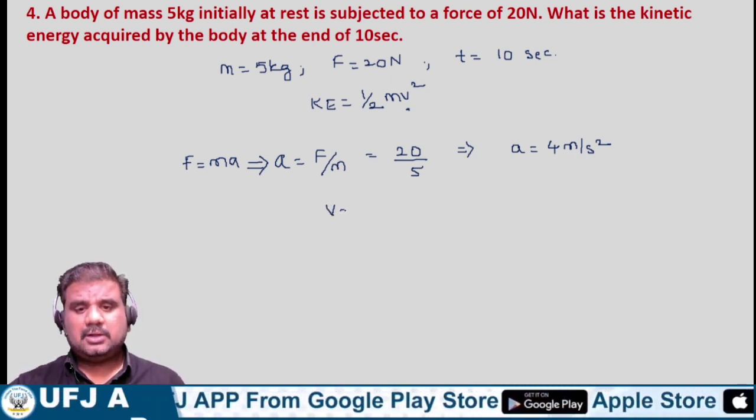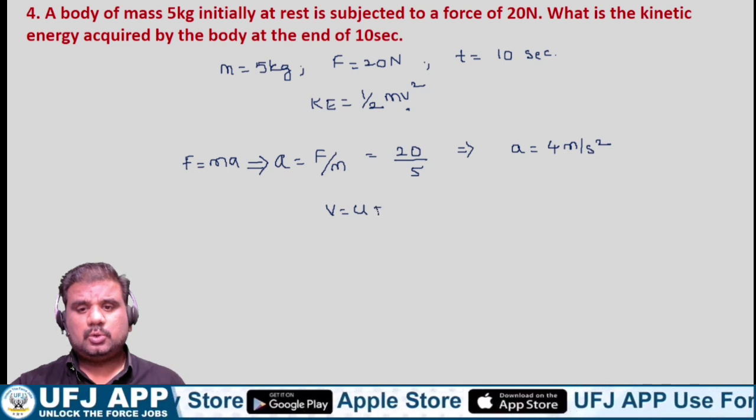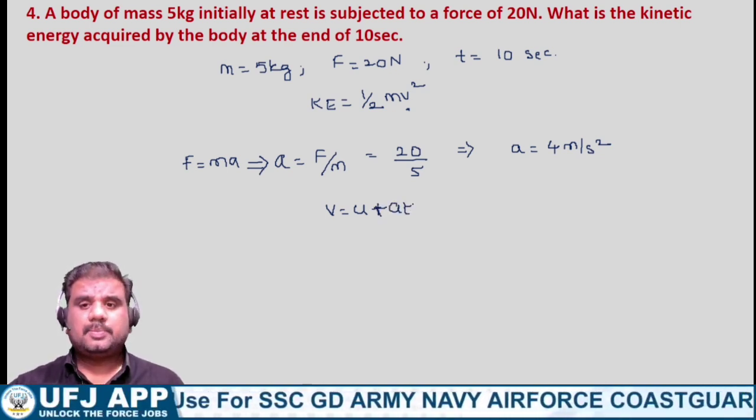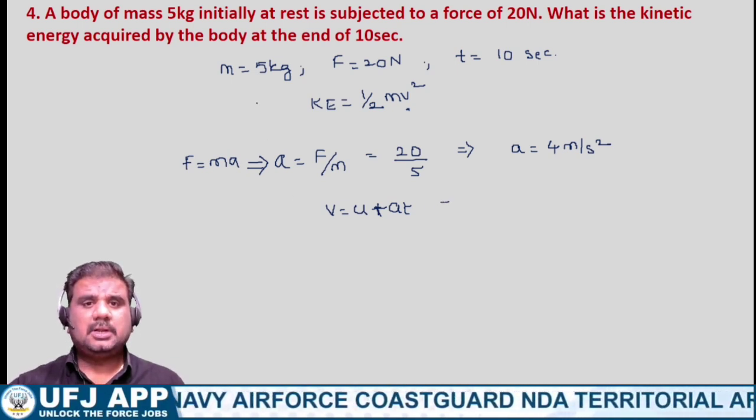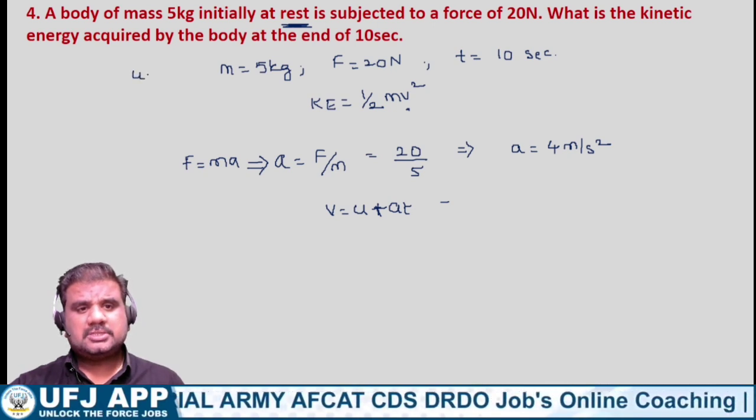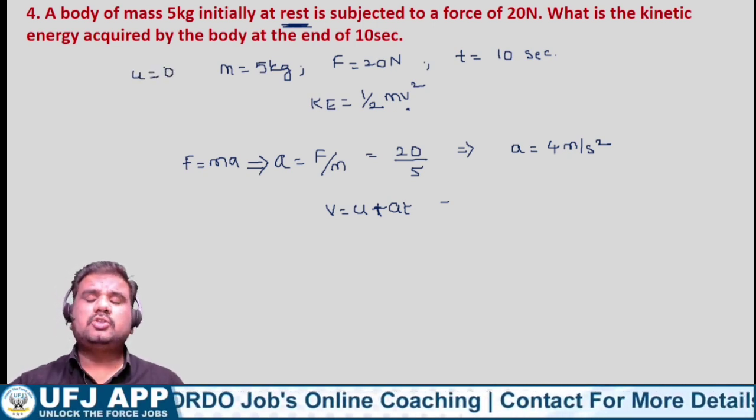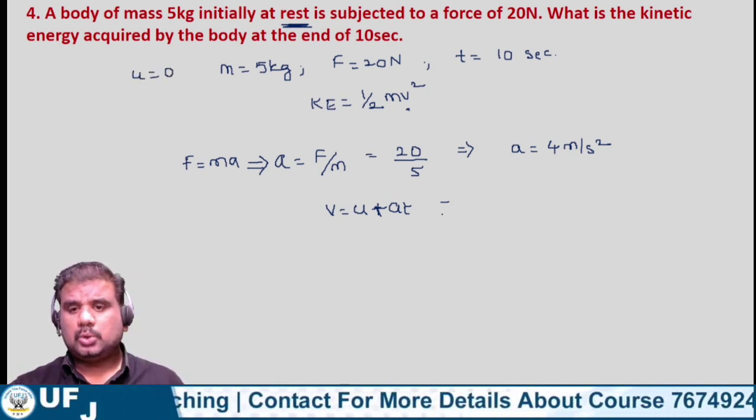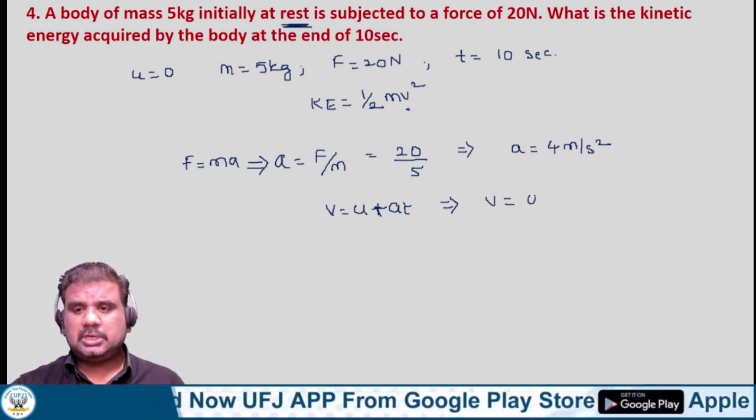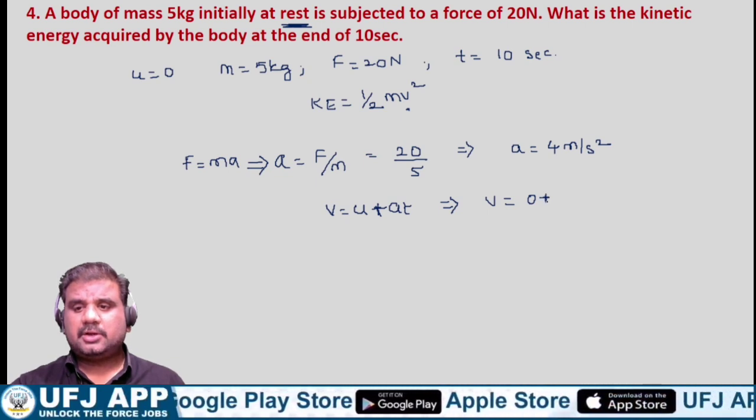So how will you calculate the value of V? So V equal to U plus AT. V equal to U plus AT. So here in this particular case, the object is initially at rest. The object is initially at rest, therefore U value is how much? 0. So V equal to 0 plus, what is the acceleration?